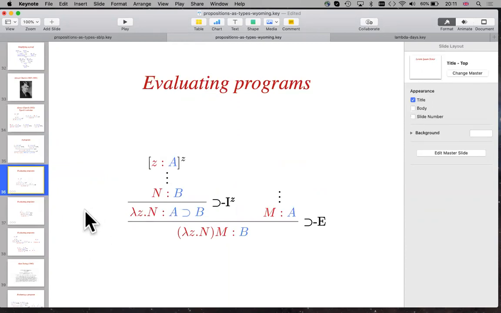So now we can look at how you evaluate a program. You all probably know the beta rule for lambda calculus. If I have lambda z. N applied to M, that's going to reduce to what? If this was lambda x. x times x, applied to 3, what's it going to reduce to? 3 times 3, right? So you take your actual argument, and you substitute it for the formal argument z.